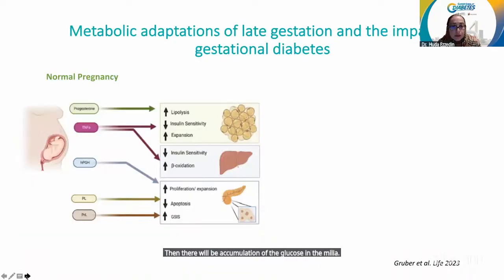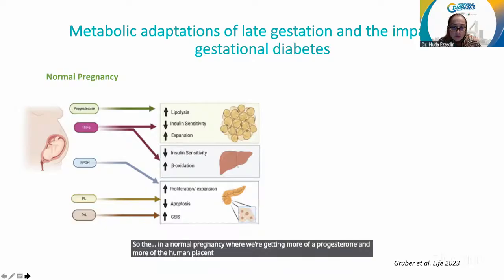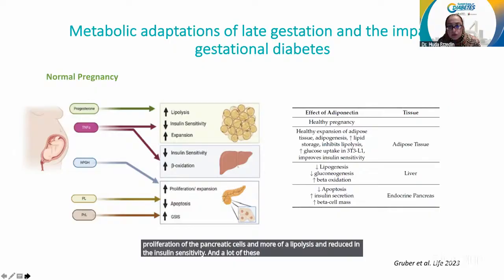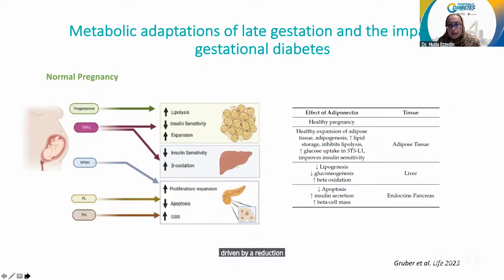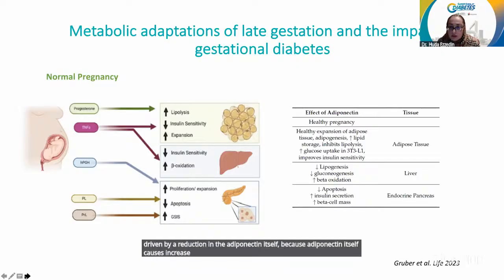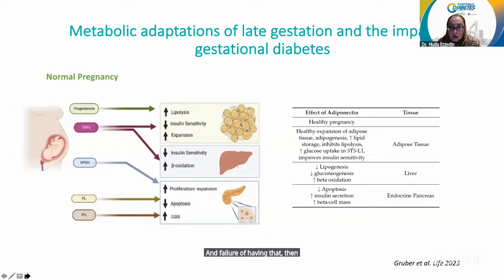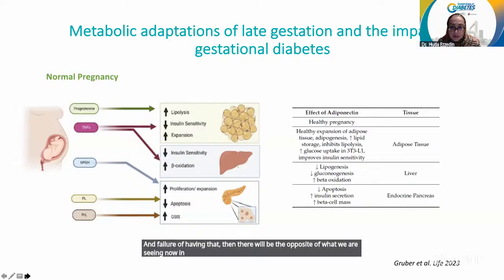So in a normal pregnancy, where we're getting more progesterone, more human placental lactogen and growth hormones, there will be more proliferation of the pancreatic cells, more lipolysis and reduced insulin sensitivity. And a lot of these are driven by a reduction of adiponectin itself, because adiponectin causes an increase in beta oxidation, reduces apoptosis, and increases insulin secretion. And failure of having that, there will be the opposite of what we are seeing in normal circumstances.